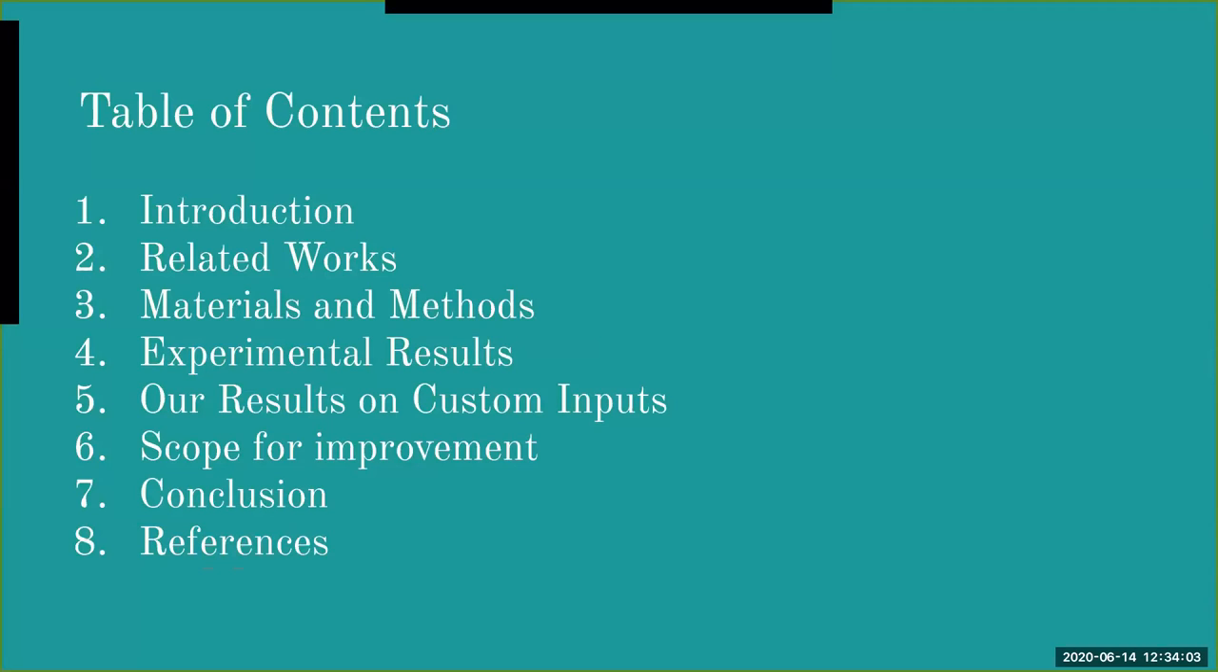So firstly, we will talk about the introduction, then related works, then materials and methods, then experimental results. Then we will talk more about our custom inputs and some of the drawbacks of this method. For drawbacks, we will refer to the original papers, which technologies the inpainting paper was using. So it is kind of a dependency problem there. So we will also cover those, and we will tell about the conclusions and references.